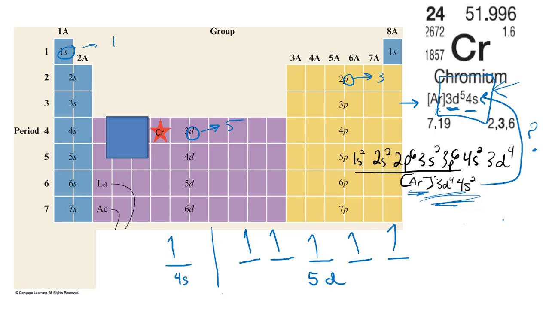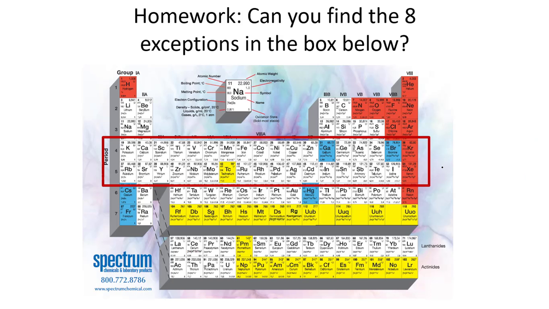All right, so I want you to look through this box right here and find 8 of them. I already found the one for you, chromium. Okay, hint: S's and P's are normally pretty stable. D's, not so much. They're all a bunch of thieves. F's, also lots of thieves, okay? But check just within this box and see if you can't find a total of 8 exceptions.